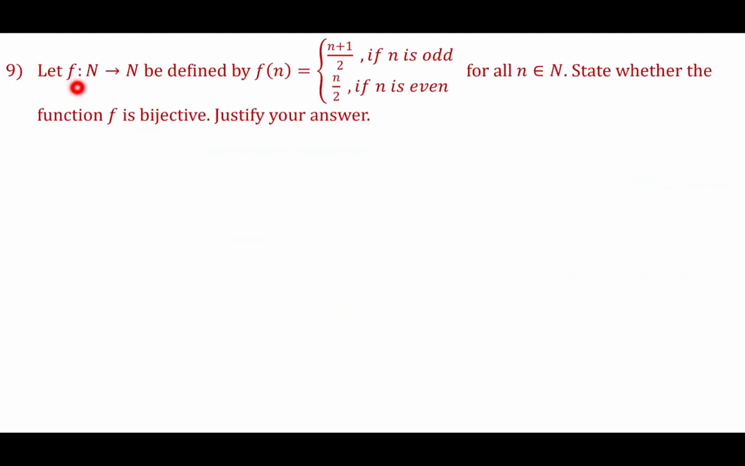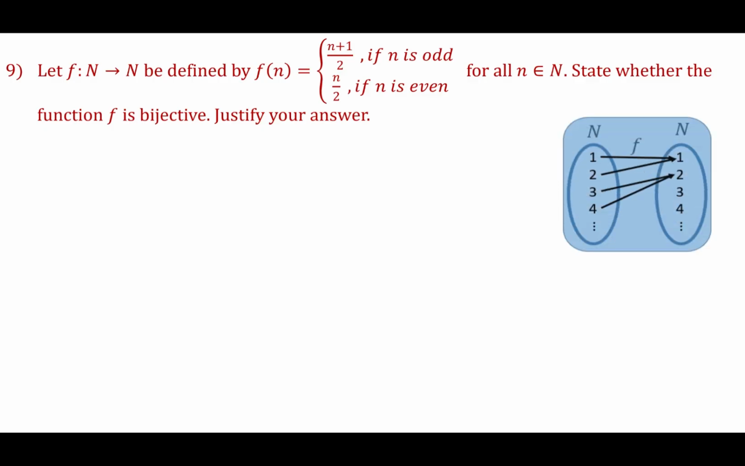Question 9. Let a function from N to N, natural numbers to natural numbers, be defined by f of n is equal to (n plus 1) over 2 if n is odd, n over 2 if n is even, for all n belongs to N. State whether the function f is bijective. Justify your answer. The first thing, draw a rough graph. N means natural numbers, which starts from 1 till infinity.